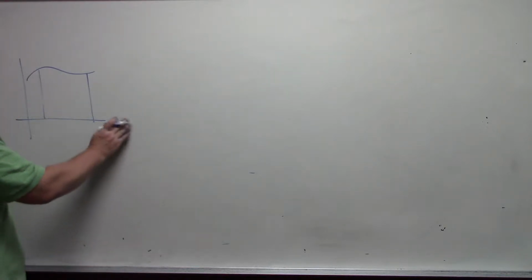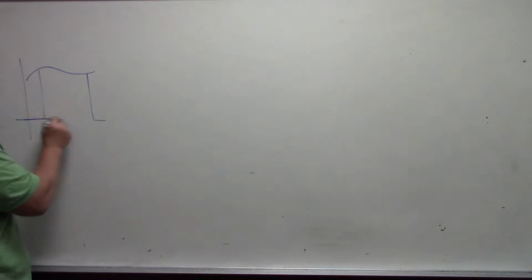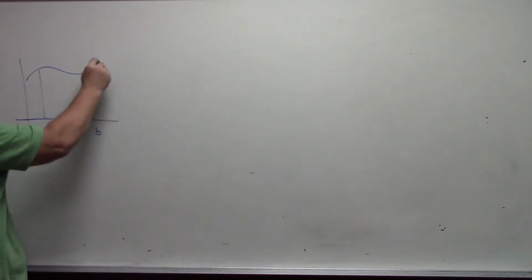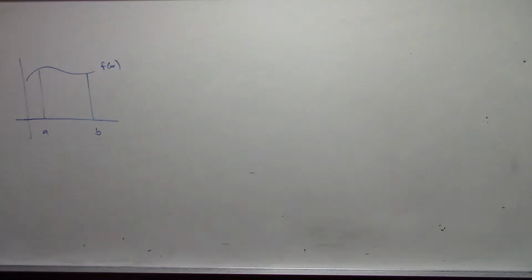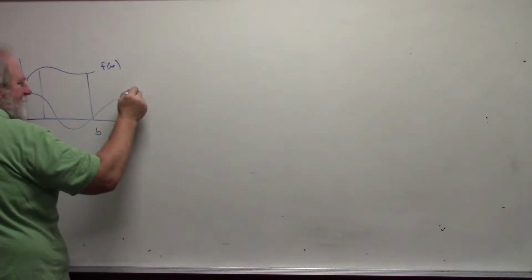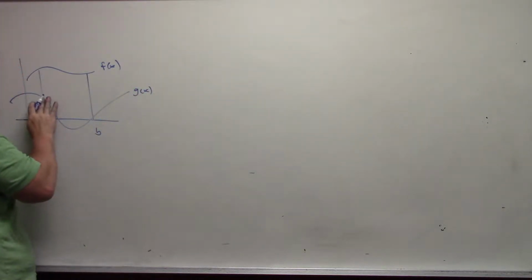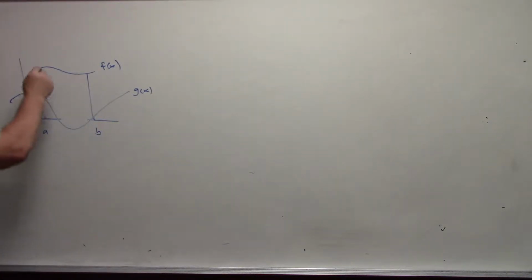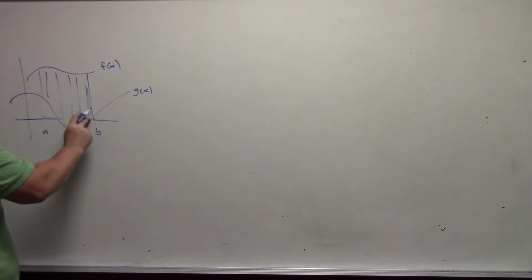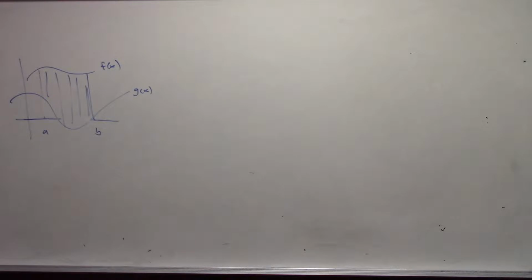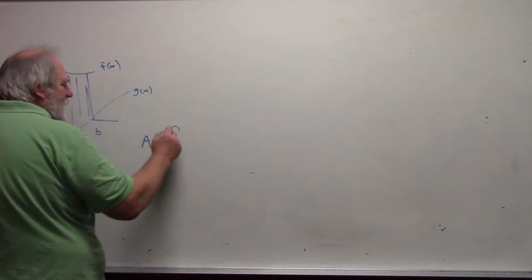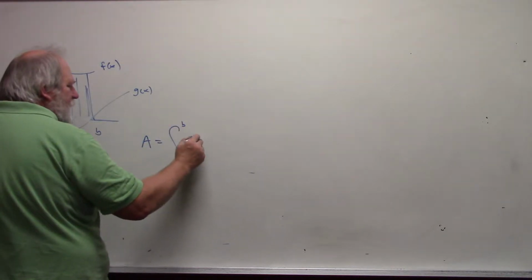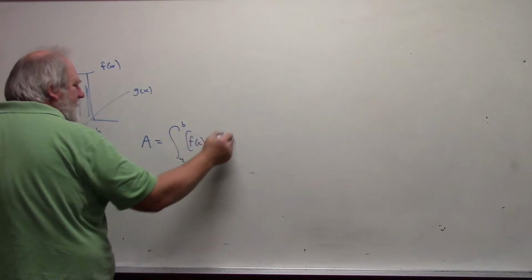Kind of basic. Instead of having my bottom function be y equals 0, I might have a bottom function that does something like this. And so, rather than deal with the area under a curve, I'm now going to deal with the area between these two curves. In this particular situation, the area would be the integral from a to b of f of x minus g of x dx.